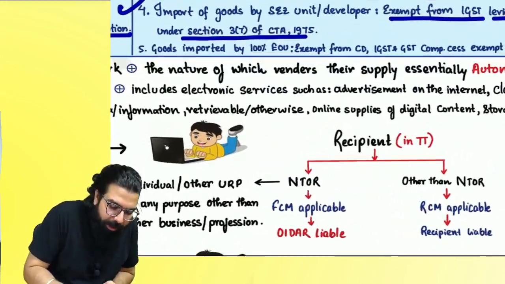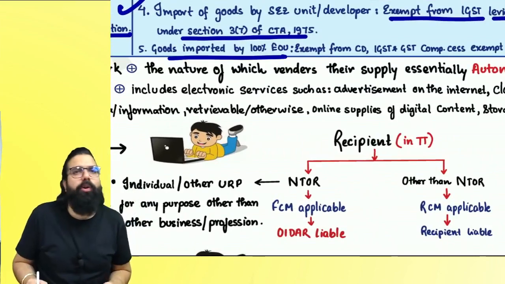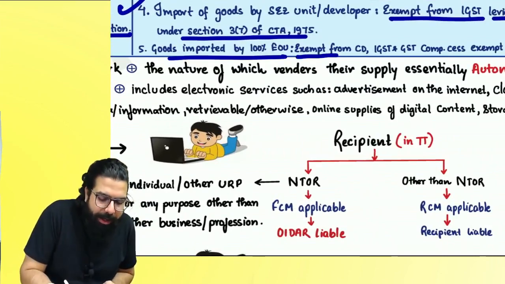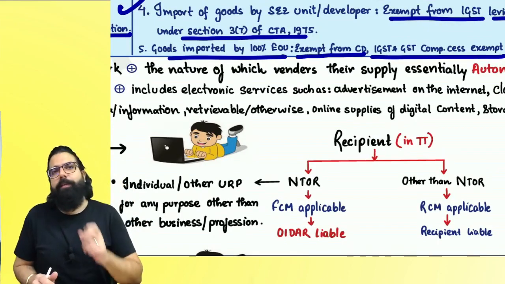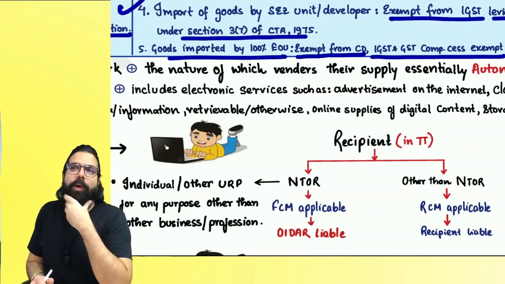The next one is a 100% export oriented unit. If they are importing goods, always remember that customs duty, GST, everything has been exempted. Can we go ahead, everyone?